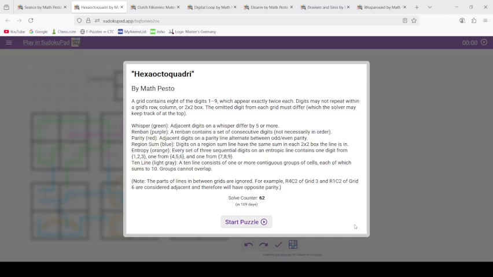10 line, light gray. A 10 line consists of one or more contiguous groups of cells, each of which sums to 10. Groups cannot overlap. Note: the parts of lines in between grids are ignored.